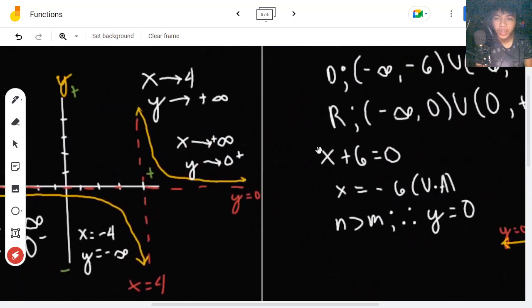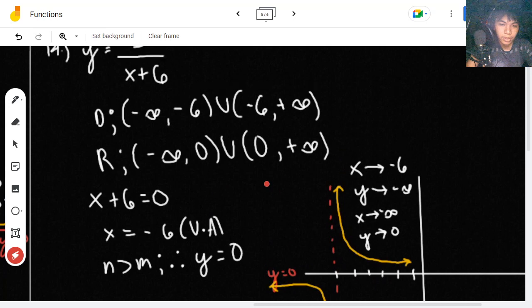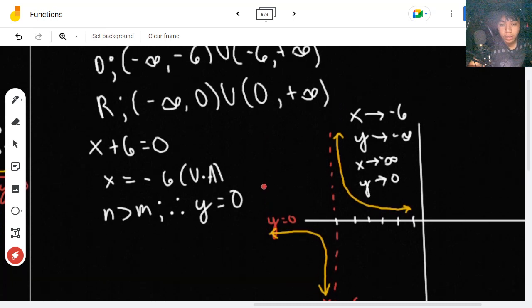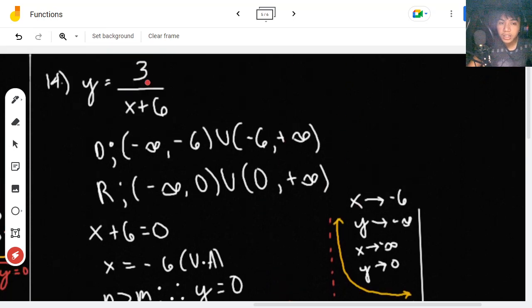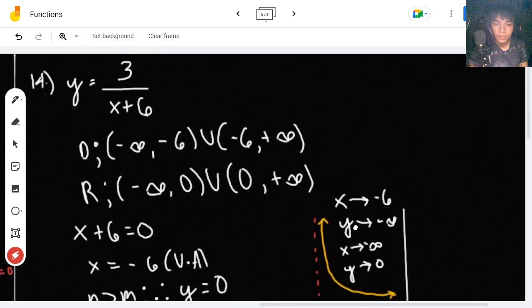Alright, moving on. Now we have y equals 3 over x plus 6. Again, as I've said, this whole thing right here cannot be equal to 0, since it will be undefined. Same as the range, all that good stuff. The degree of the denominator is greater than the degree of the numerator. Therefore, our horizontal asymptote is 0. Okay? And since the numerator is a constant, you just graph that from quadrant 1 and quadrant 3. Okay?